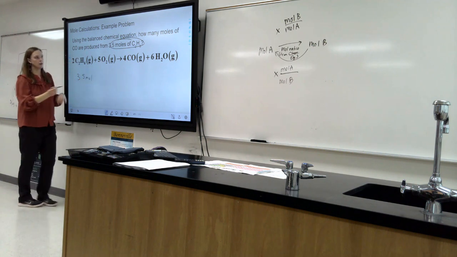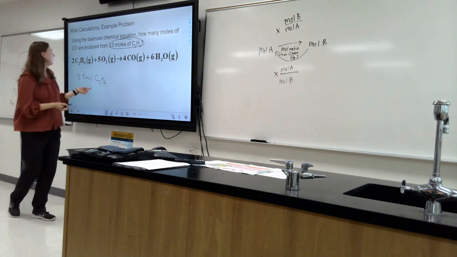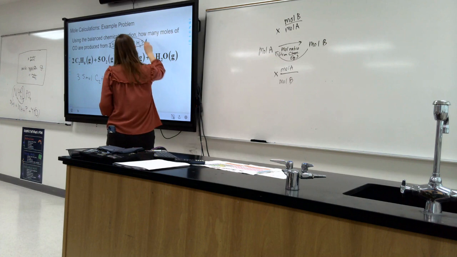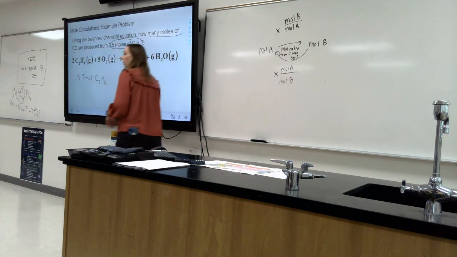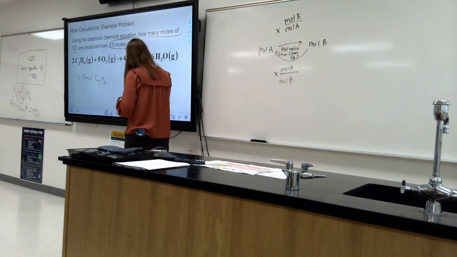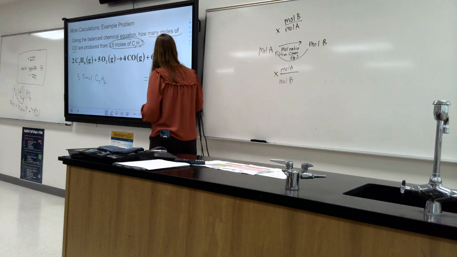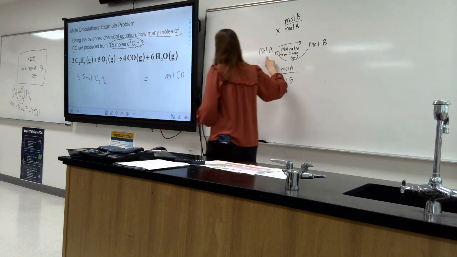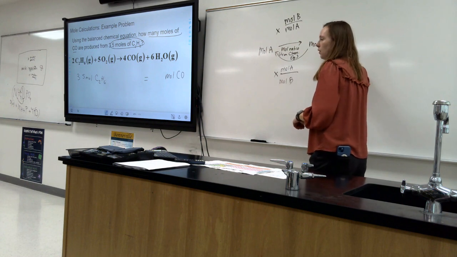And I'm going to write the chemical also. 3.5 moles of C2H6. Okay. And then I'm looking for how many moles of CO are produced. So the unit at the end is going to be moles of CO. So I'm going from moles of C2H6 to moles of CO.